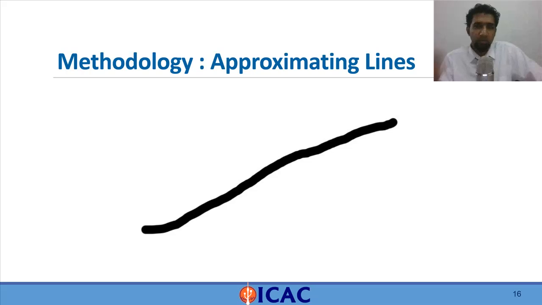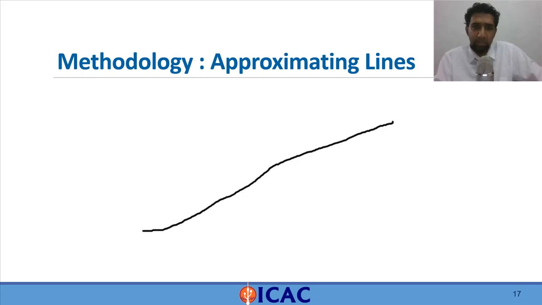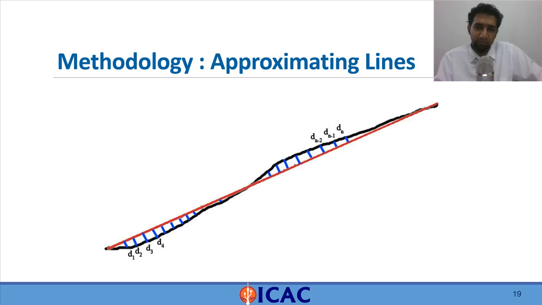Approximating a line works like this. Now this is a hand-drawn line. You can thin it using the algorithm, and then from the starting and ending pixels, you can draw a hypothetical line connecting them, and then find each and every pixel's deviation from that line.